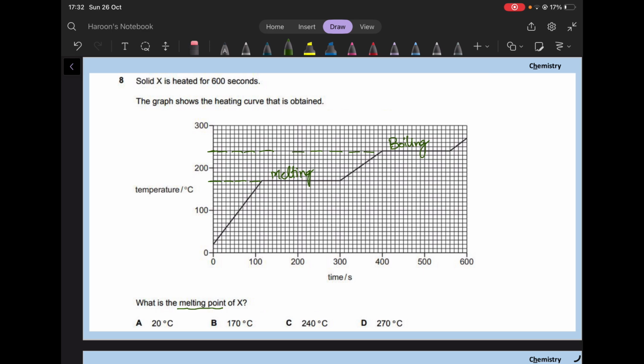So you can see we have 10 boxes between 100 and 200. Each of them would be 10 degrees Celsius. 110, 120, 130, 140, 150, 160, 170. So this is what we are looking for, B being the correct answer.